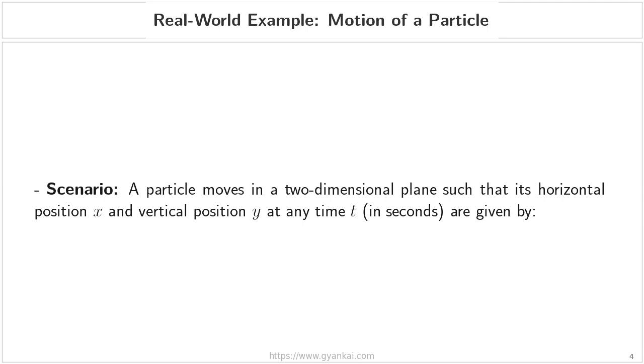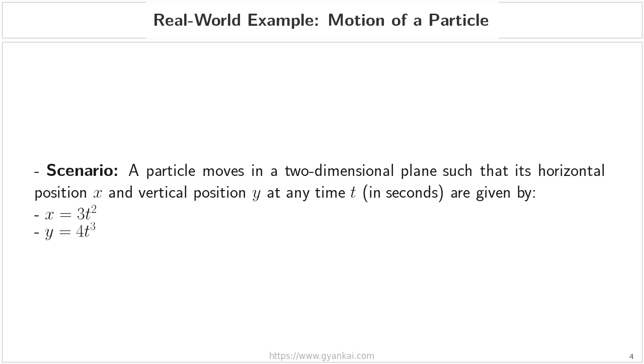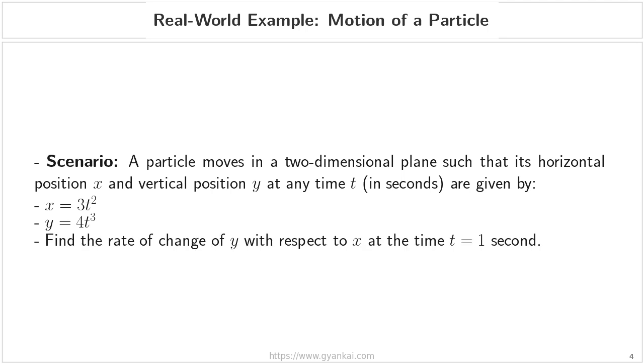measured in seconds. First, we have the horizontal position, x, which is defined by the equation x equals 3t squared. Second, we have the vertical position, y, which is defined by the equation y equals 4t cubed. Our goal is to determine the rate of change of the vertical position y with respect to the horizontal position x, which is mathematically denoted as dy by dx, specifically at the instant when time t equals 1 second. As we move to the next slide, we will use the chain rule formula we discussed earlier to solve this step-by-step.